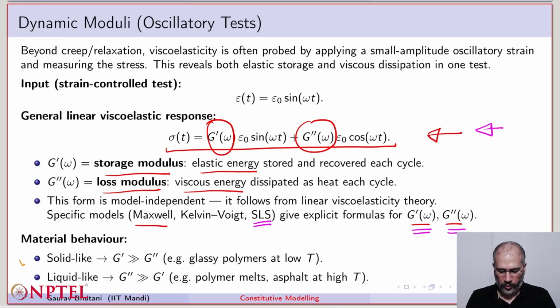So if the model was more solid-like, I would see that G prime would be much larger than G double prime. And if the model was more liquid-like or fluid-like, I would see that my G double prime, which is the loss modulus, would dominate over G prime.